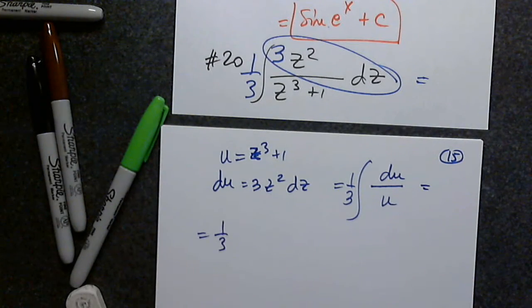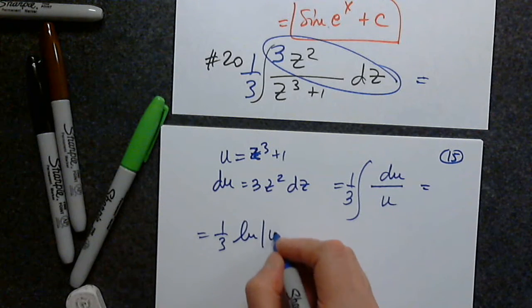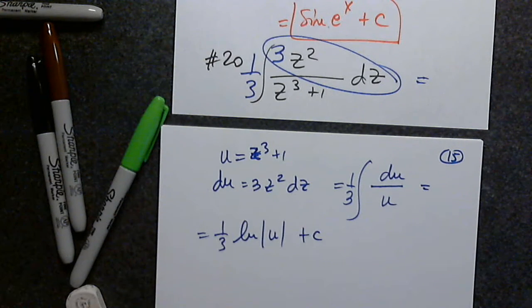What is this? Which function prime is 1 over u? Very good. Of absolute value. Crucial. So natural log of the absolute value of u plus a constant c. Although this is good, however, it's not good enough. What do I have to do now, finally? Plug it back in. Yes.